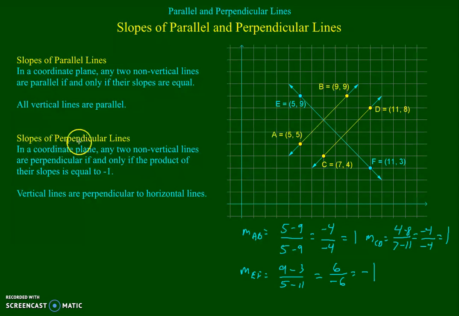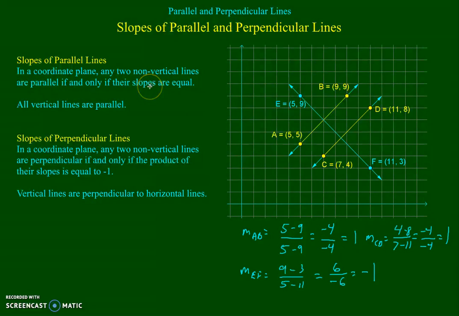Here we have the definition of the slopes of perpendicular lines. In a coordinate plane, any two non-vertical lines are perpendicular if and only if the product of their slopes is equal to negative 1. So here you can see that the slope of AB is 1, and the slope of EF is negative 1. 1 times negative 1 is negative 1. So by this definition, AB is perpendicular to EF. Likewise, CD has a slope of 1. EF has a slope of negative 1, so CD is perpendicular to EF. We have this added caveat here that says vertical lines are perpendicular to horizontal lines. That covers the case when you have a vertical line.